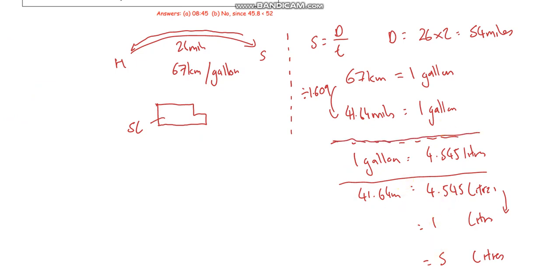So how do I get from here to here? Well, I'm going to divide by 4.545. So I need to do the same on both sides. So 41.64 divided by 4.545. So that's going to be 9.1617. And then times by 5 for 45.81. And that's miles. So my 5 litres will take me 45.81 miles, and the distance is 54.